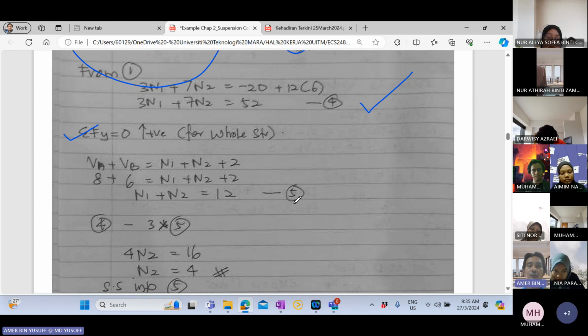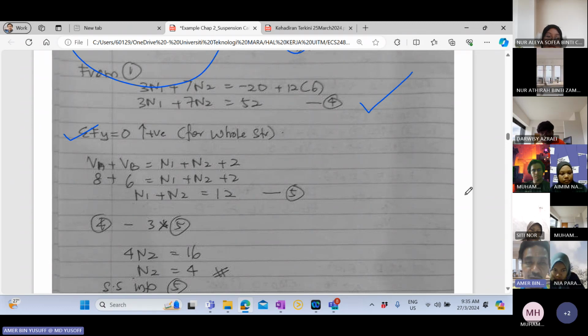Number 5. So if you look at equation number 4 and number 5, again, equation number 4 and number 5, we have two equations, two unknowns. Di sini unknown N1, N2. Di sini pun unknown N1 and N2.